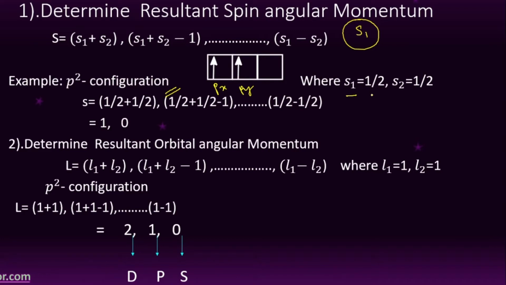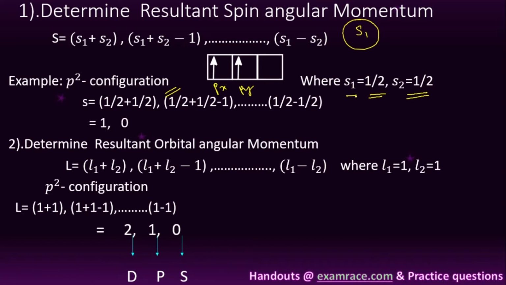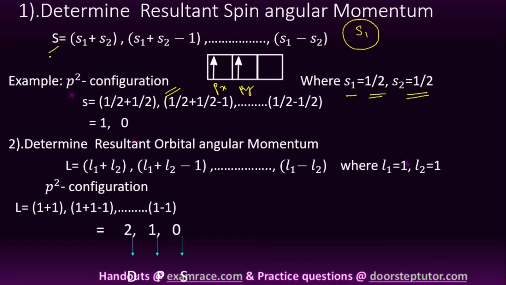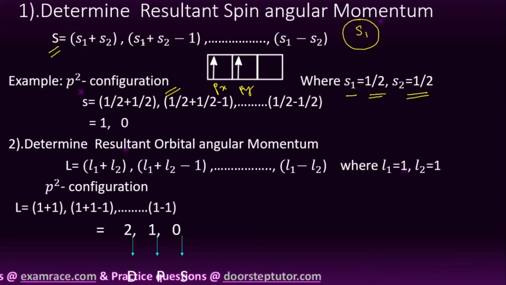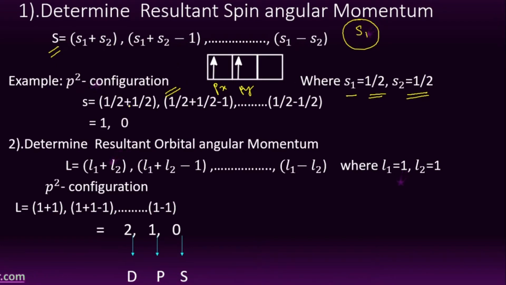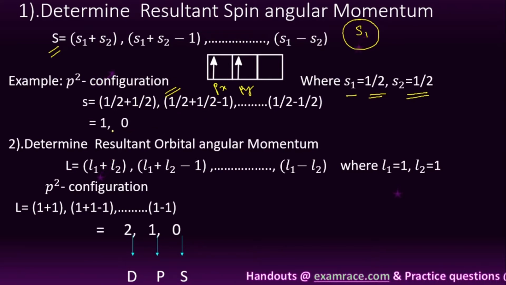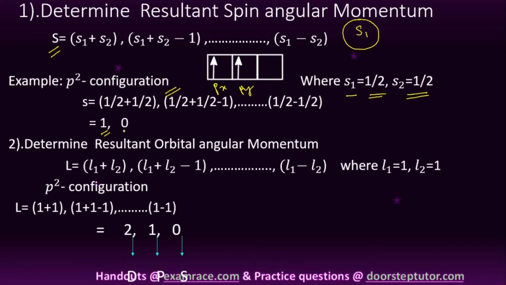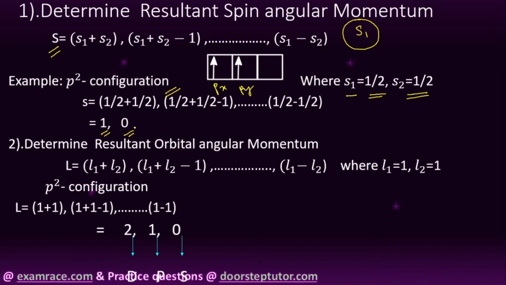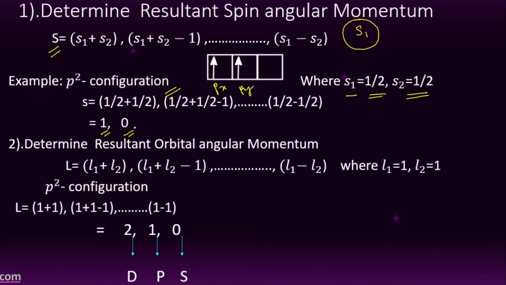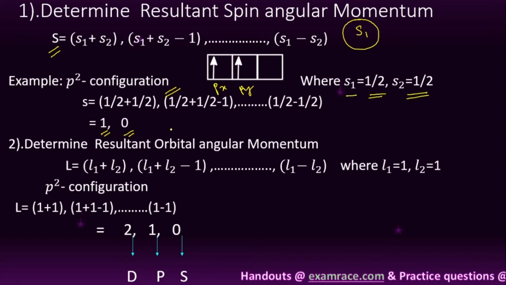For the individual electron, S1 is 1/2, and for the other electron, S2 is 1/2. Therefore, we get the total spin angular momentum, capital S, equal to S1 plus S2, S1 plus S2 minus 1, and so on, down to S1 minus S2. Substituting the spin values, 1/2 plus 1/2 is 1, and 1/2 minus 1/2 is 0. So the possible resultant spin angular momentum for the p2 configuration is 1, 0. This is the way to determine the resultant spin angular momentum for different configurations.